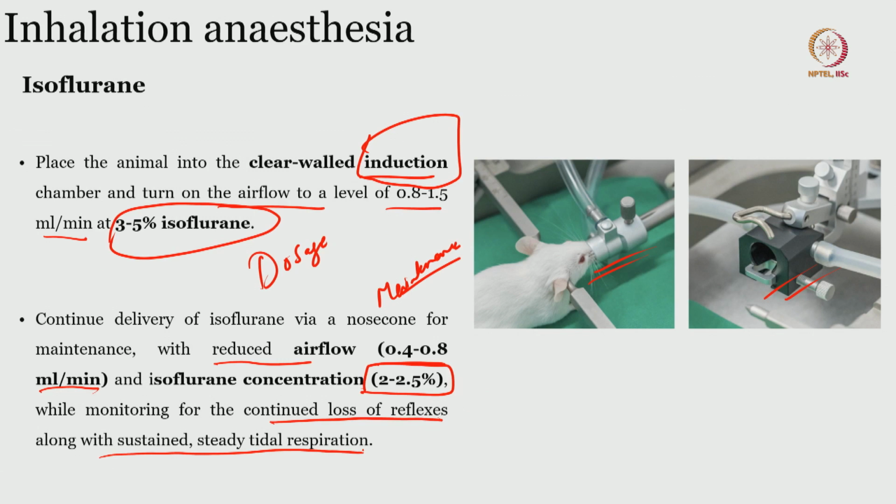That is very important. You need to look for the motor reflex, not the autonomic reflex, the motor reflex. If, for example, with 2.5% itself the rat is losing respiration and losing blood pressure, which are the vitals, then immediately the concentration should be reduced to bring down the MAC, as I explained in the previous slide.